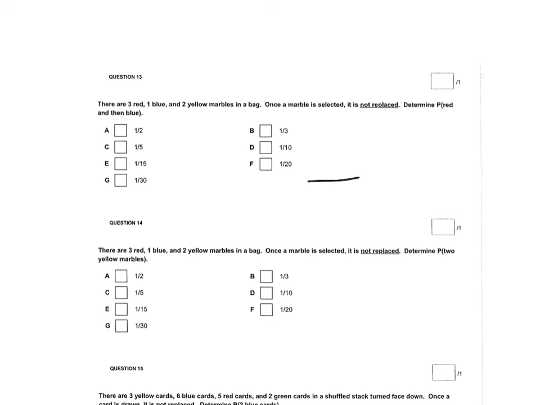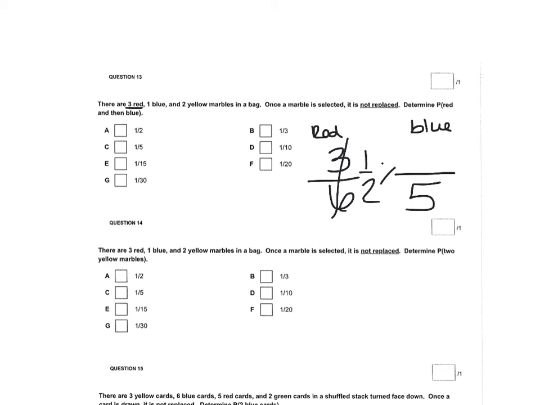Okay, same thing. Out of 6, it's not replaced. So the next time I do it, there's only 5. Probability of red and then blue. So the first time, there's 3 red, which is really just 1/2. And then the second time, I pull a blue, and there's only 1 of those. It's the only possibility.